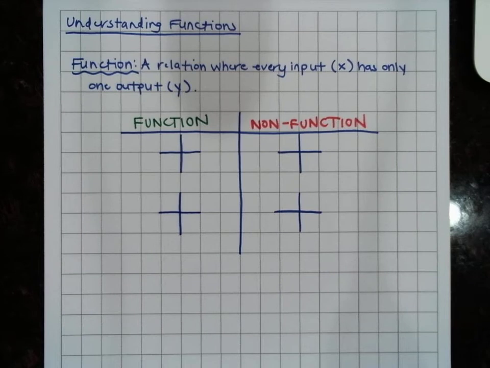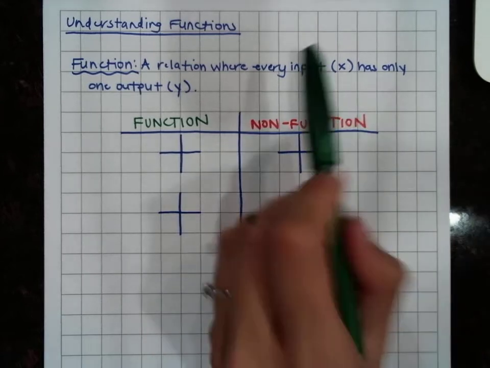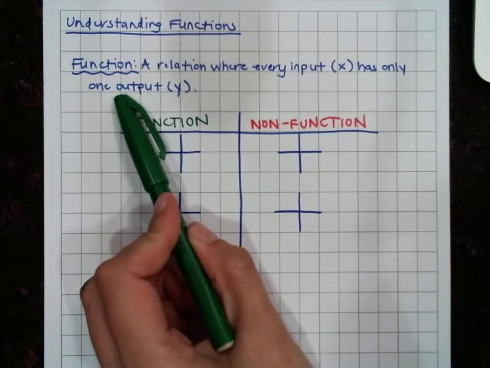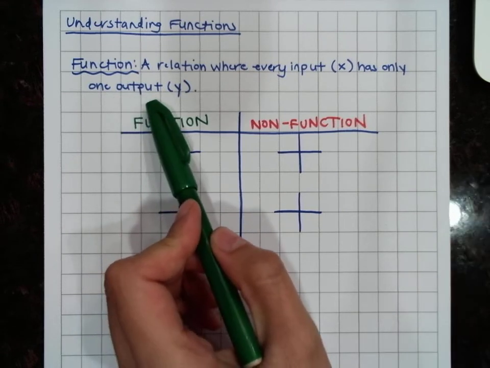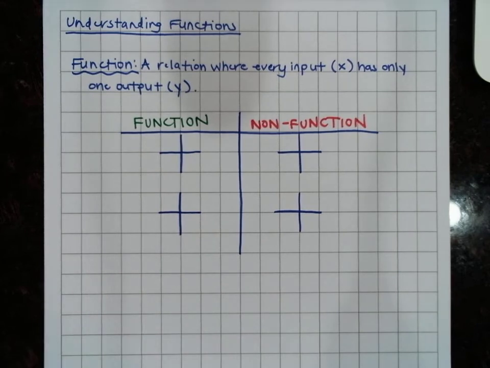What happens if you push the Sprite button? I put in my money, I push the Sprite, and I get a Sprite the first time. But then I go back and I want to get one for my friend. I push the Sprite button and I get a Coke. That vending machine is not functioning correctly, right? I pushed the Sprite button and one time I got a Sprite and one time I got a Coke. So each input doesn't have only one output, okay? I'm getting two different outputs. Sometimes I'm getting a Sprite and sometimes I'm getting a Coke.